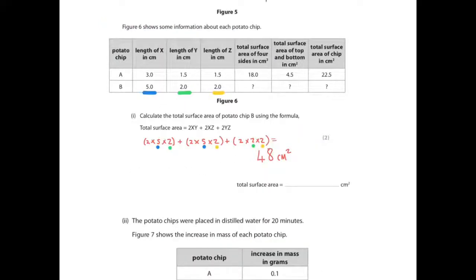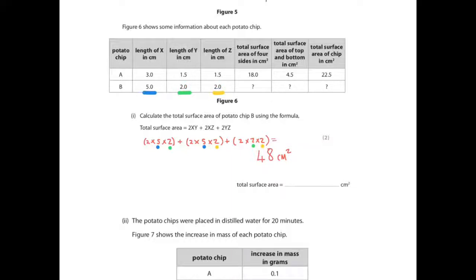This one really is quite easy if you just take your time. It says calculate the total surface area, that's this, of chip B using the formula. Total surface area is 2 times xy, plus 2 times xz, plus 2 times yz, these two. So we can see this is how you set out your operation. 2 times 5 times 2, because that's x and y, do that, plus 2 times 5 times 2, again, x and z, because it's 5 and 2, and 2 times 2 times 2, because it's y and z.